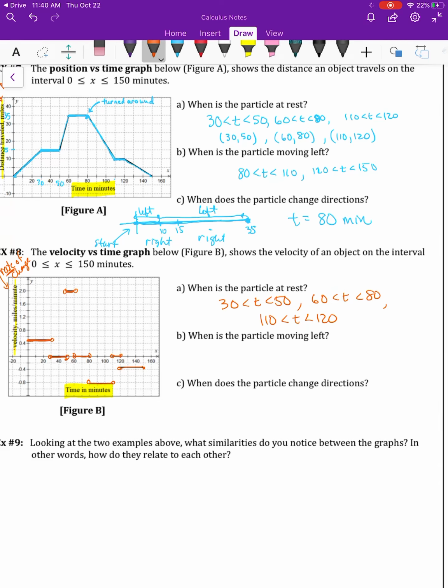When is the particle moving to the left? Left-hand movement is going to be when your velocity is negative, because your velocity is a directional indicator. So if it's negative, that's left-hand movement. So this is between 80 and 110. This is also left-hand movement between 120 and 150.